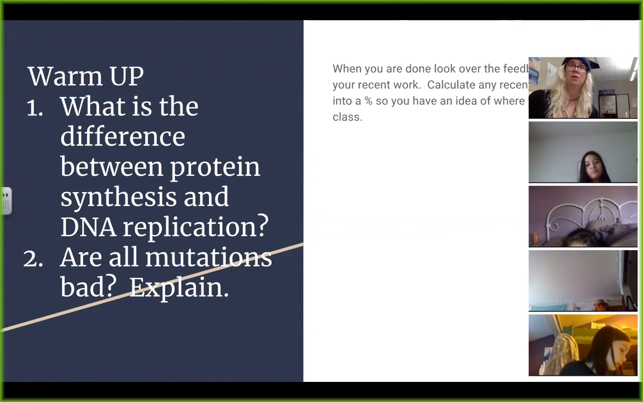Or they could be the complete opposite, where a mutation is completely detrimental, right? It could kill the organism, or it could be something that causes disease.